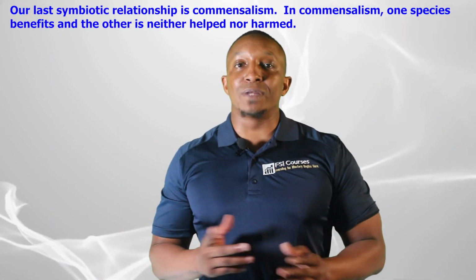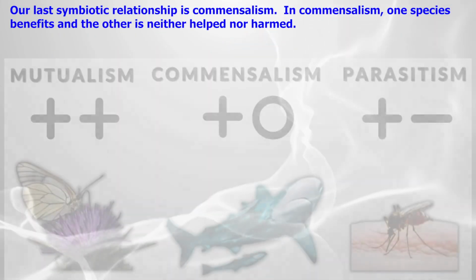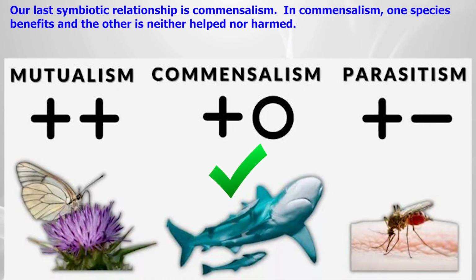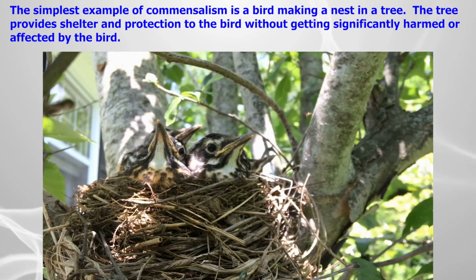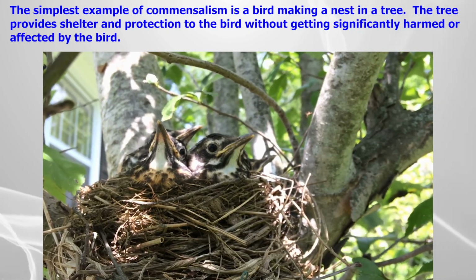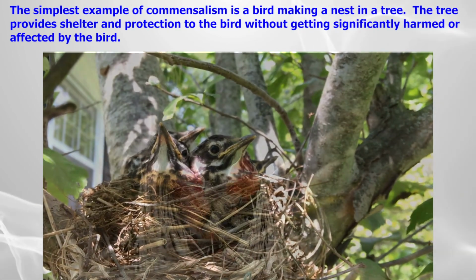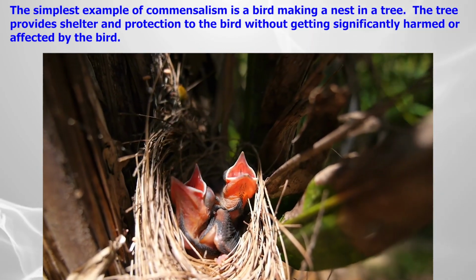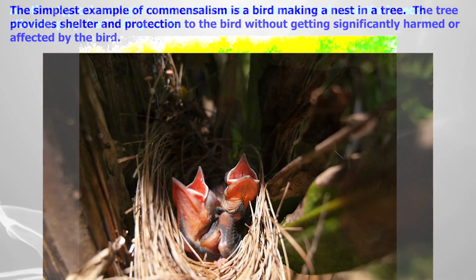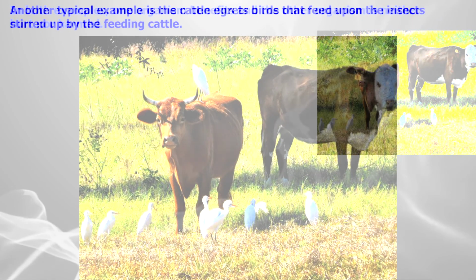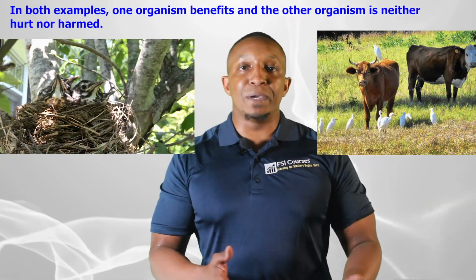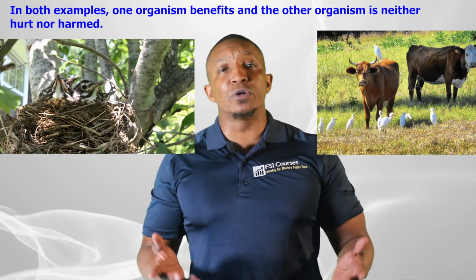Our last symbiotic relationship is commensalism. In commensalism, one species benefits and the other is neither helped nor harmed. The simplest example of commensalism is a bird making a nest in a tree. The tree provides shelter and protection to the bird without getting significantly harmed or affected by the bird. Another typical example is the cattle egrets, birds that feed upon the insects stirred up by the feeding cattle. In both examples, one organism benefits and the other organism is neither helped nor harmed.